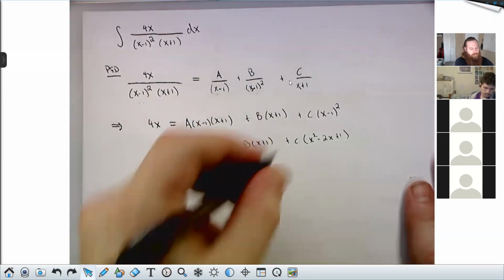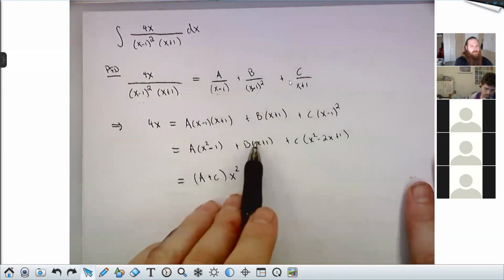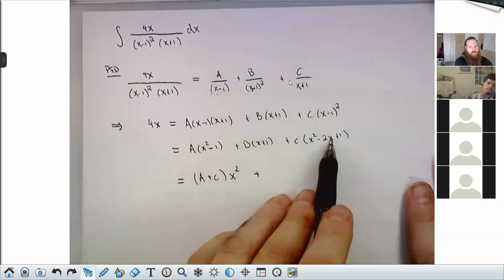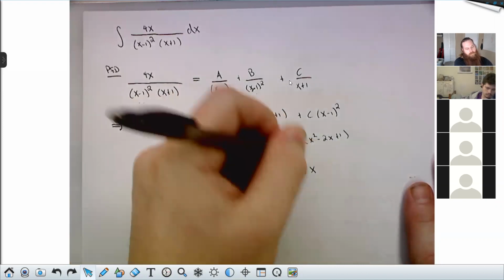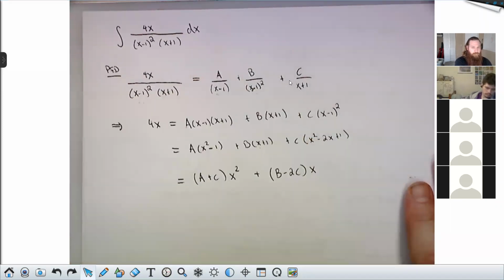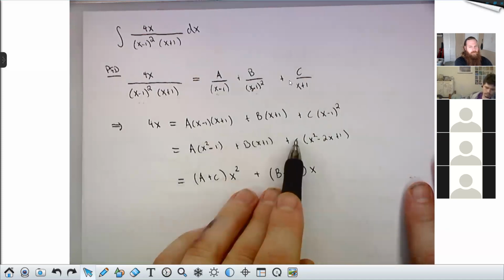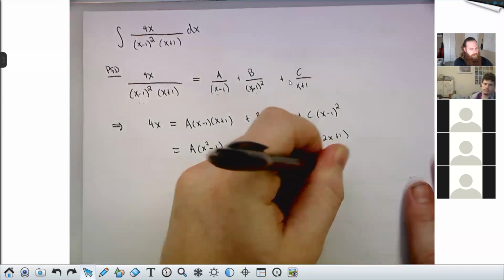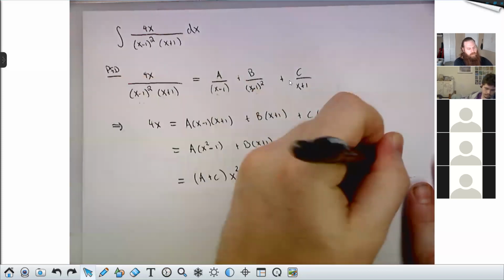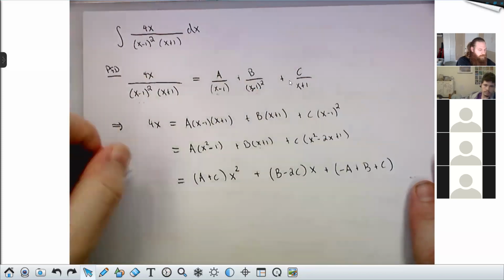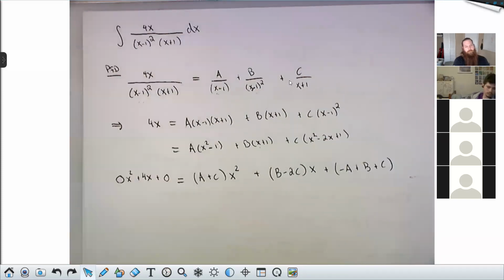Now we're going to find all the x's. There's no x's in here. There's a bx here, and there is a minus 2cx here. So the coefficient of x is b minus 2c. Now I'm going to find all the constants. There's a negative a here, there's a positive b here, and there's a positive c here. So my constant term is going to be negative a plus b plus c. And all of this is equal to 4x, which I will understand as 0x squared plus 4x plus 0.